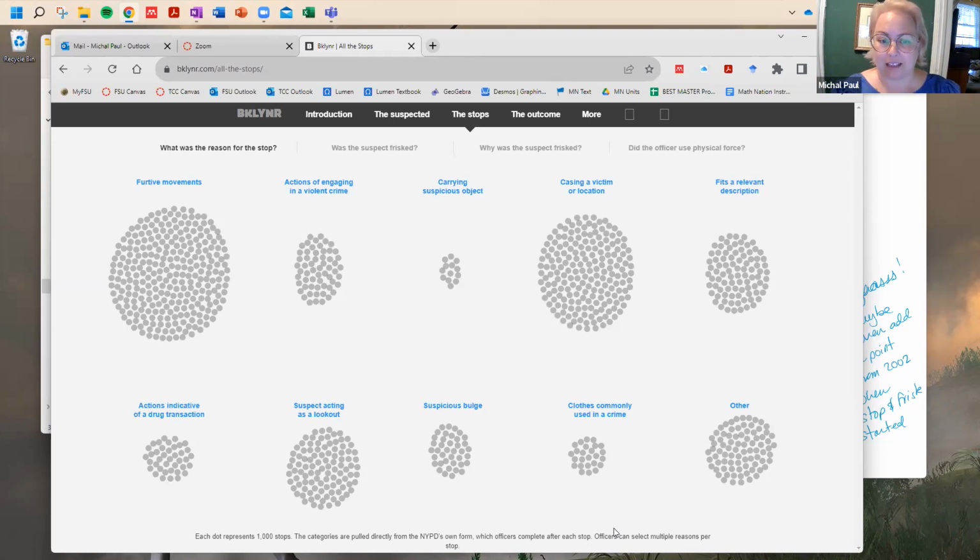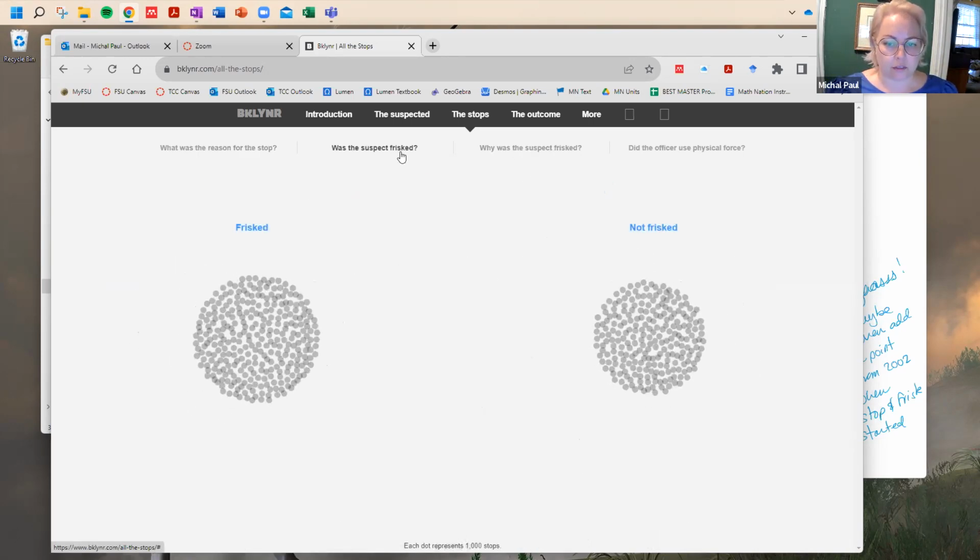Whether they were carrying, out in the open, a suspicious object. Casing a victim or location can just be standing on the street outside of that location or driving by multiple times. Fits a relevant description. I mean, we're looking for a suspect as a teenage male with dark hair. All right. That was me speaking into a police radio. I don't know if my miming was clear, right? But we go on and you can see that these are the reasons that police stopped them.